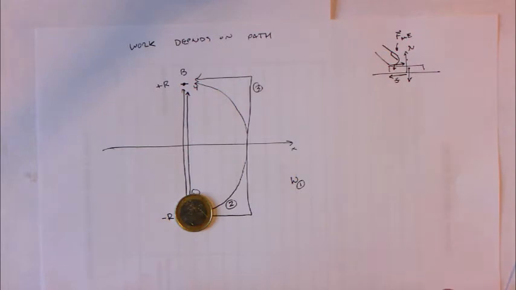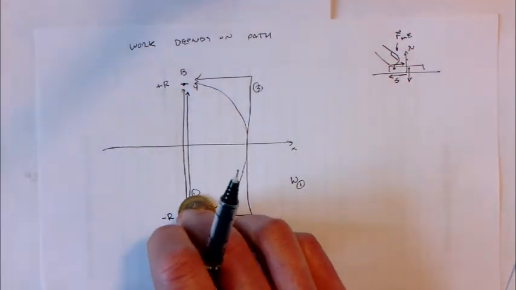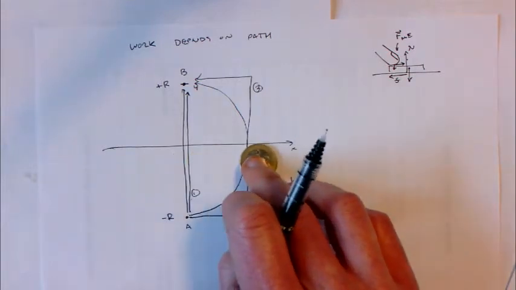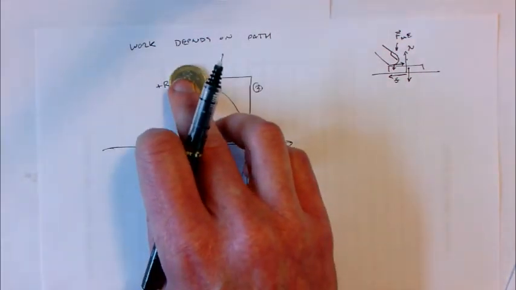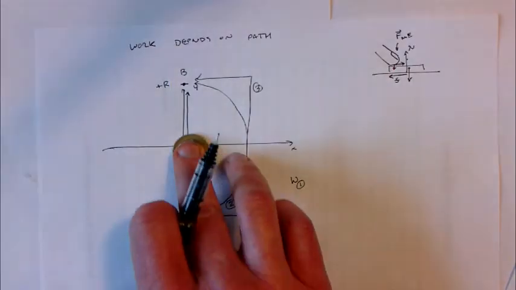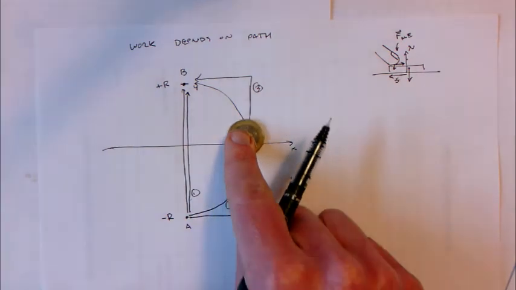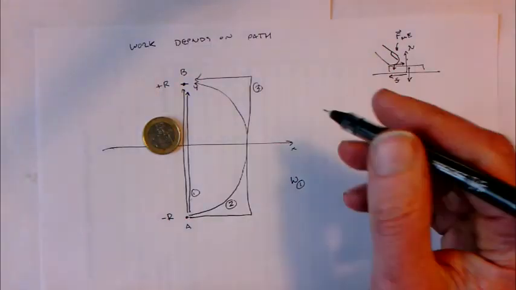Let's think a little bit about what the direction is. It always has a component into the page, and then it always has a component in the direction that I'm trying to move the coin. So when I'm moving it along this line, it's got a component that points that way. When I'm moving it along the circle, it's pretty much along the circle, and so on.